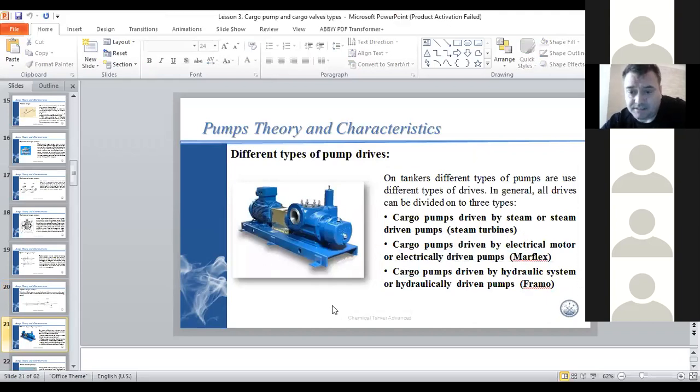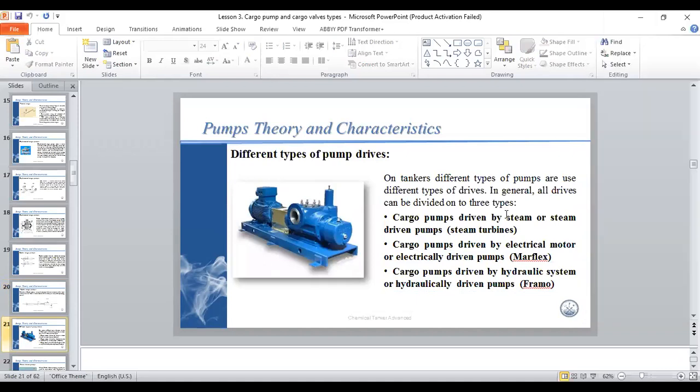On big tankers, I mean the VLCC, you can find the Marflex cargo pump. This is the electrical pump. Yeah, it's very rare, but very, very useful and very nice.